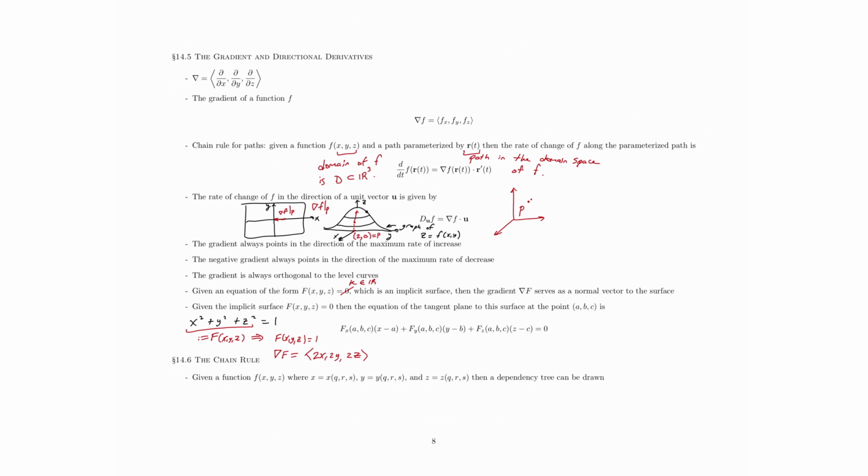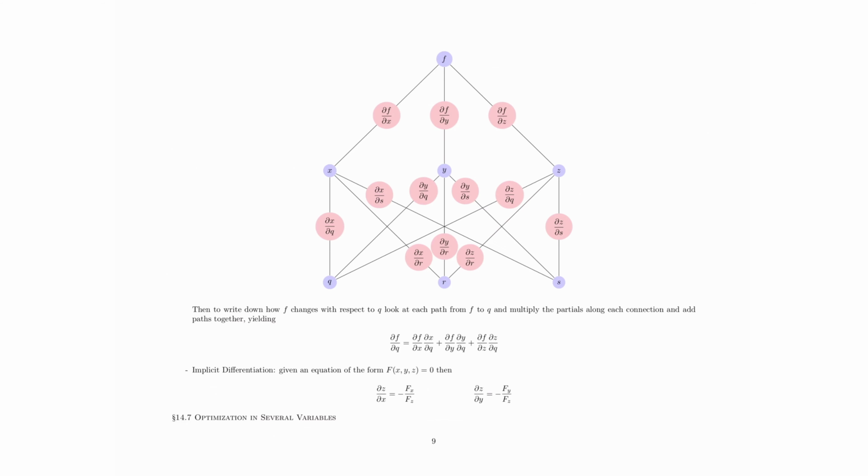To do this, we can use something like this diagram right here. First, you take the highest level function, and then we work down towards its variables. F is a function of these three variables, and then each of these three variables are functions of these three functions, q, r, and s.